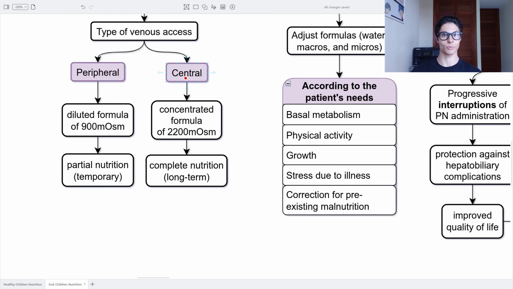And then we have the central one, which is a concentrated formula of 2200 milliosmoles, and this provides a complete nutrition, and it is meant for the long term. So for when we have, for example, a surgery to do, we give a peripheral one, and the central one when things are going for the long term.